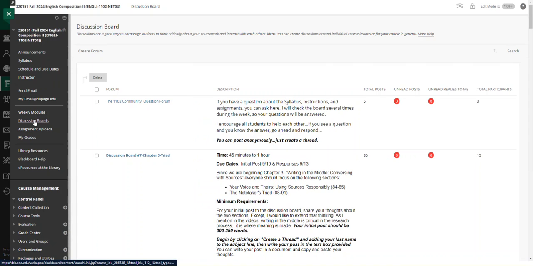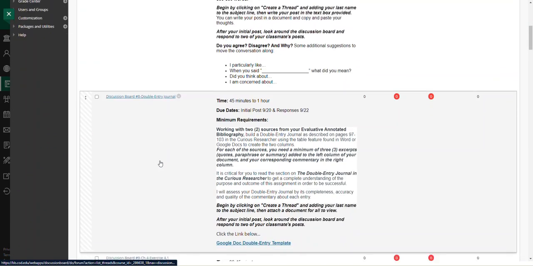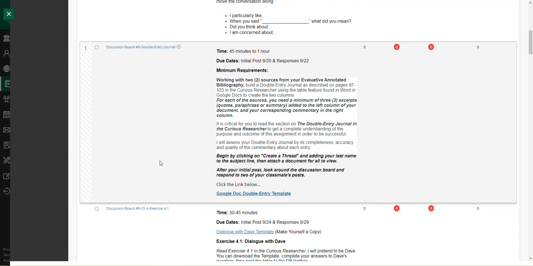So let's take a look at the discussion board real quick. As I scroll into the instructions, if you were to read the Curious Researcher and get an understanding of the double entry journal, I say here, I'm only asking you to work with 2 sources from your annotated bibliography. These are existing sources. If you've written the annotation, you should do well with this activity.